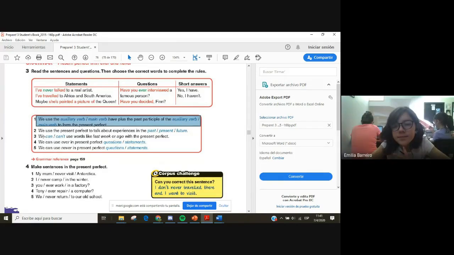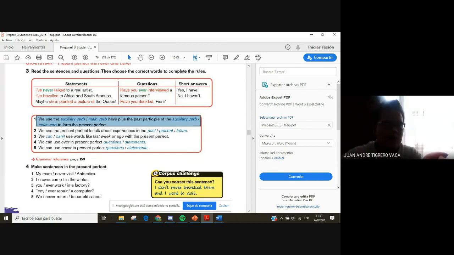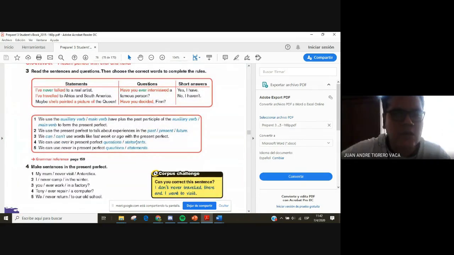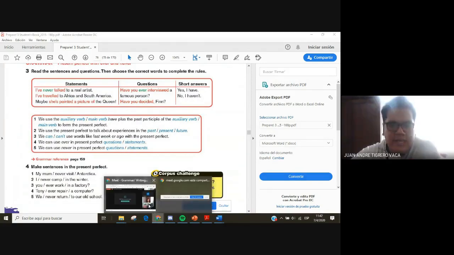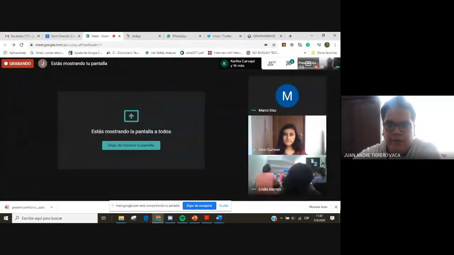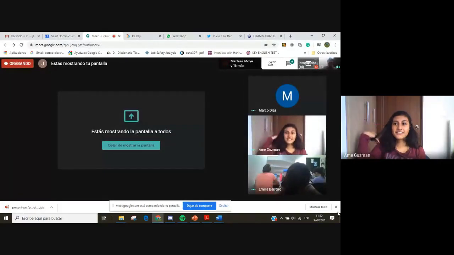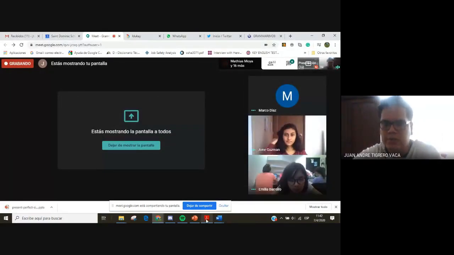Number three, it says we can use words like last week or ago. Can we or we cannot use? We can't. Yes, because if we use these words like last week or ago, we are talking about what tense, what type of tense are we talking about over there? If we use last week or ago, what are we talking about?